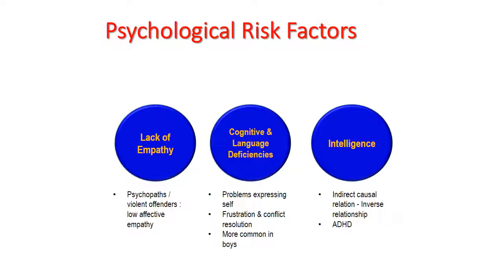Finally, we know that there is an indirect causal relationship that is inverse in nature between intelligence and involvement in crime. That is, often those who have lower levels of IQ are more likely to be involved in crime, as are people who suffer from attention deficit hyperactive disorder. This may also be linked to their performance in school and academic achievement, which is something that we discussed earlier in today's lecture.